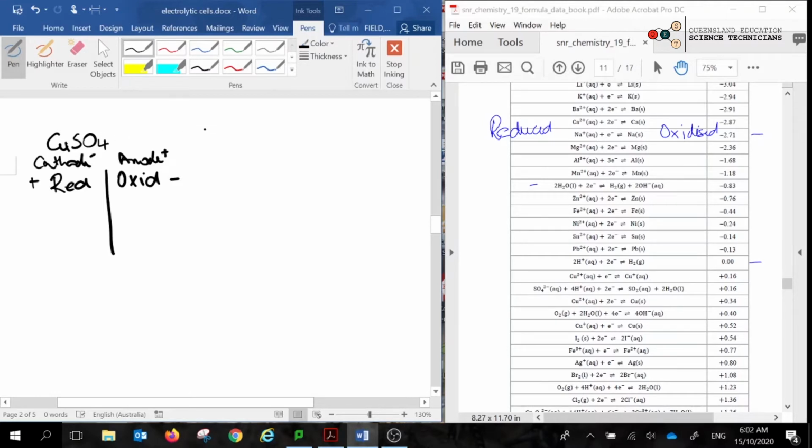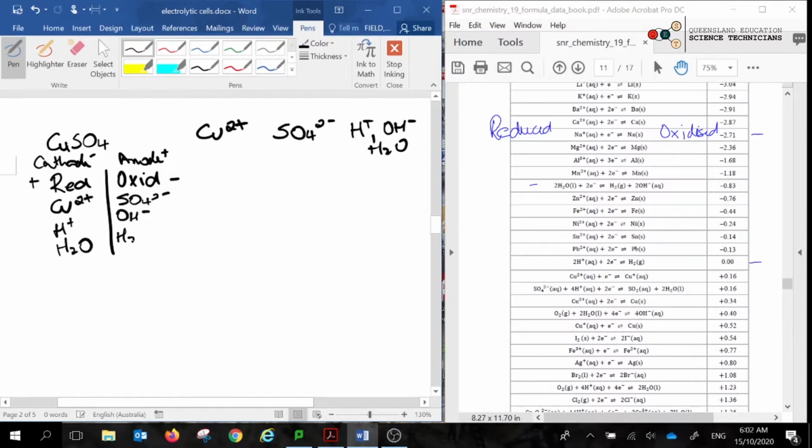Now, copper sulfate breaks up into copper 2+ and SO4 2-. We've again got our H+ and our OH-. We've also got water. So let's look at our positively charged ions here. We have our copper 2+, and we have our hydrogen, and we also need to consider water. With our oxidation, we have our sulfate ion, our OH- ion, and our water.